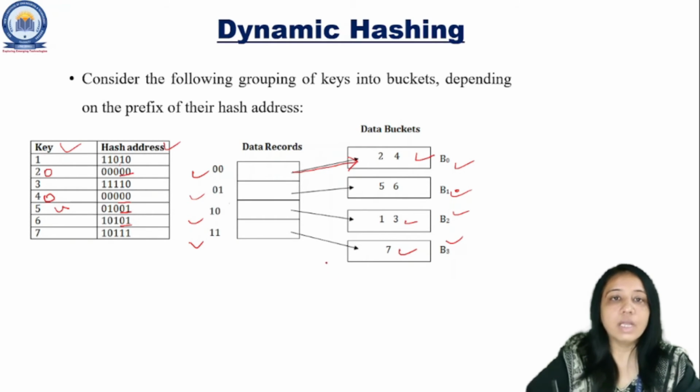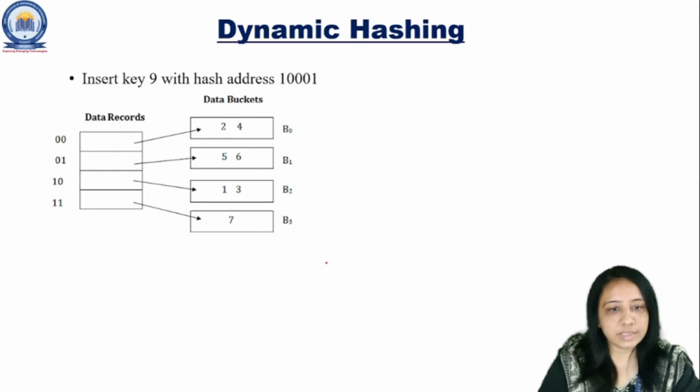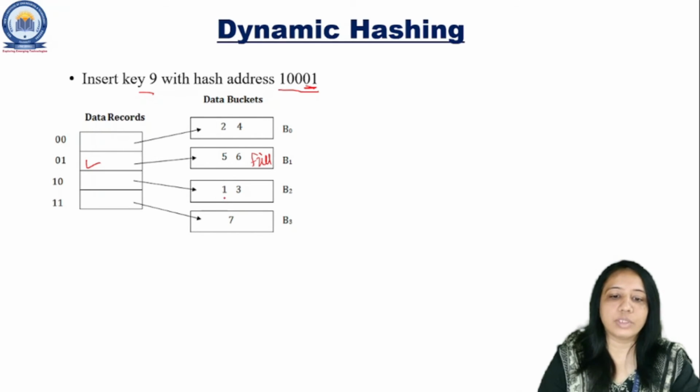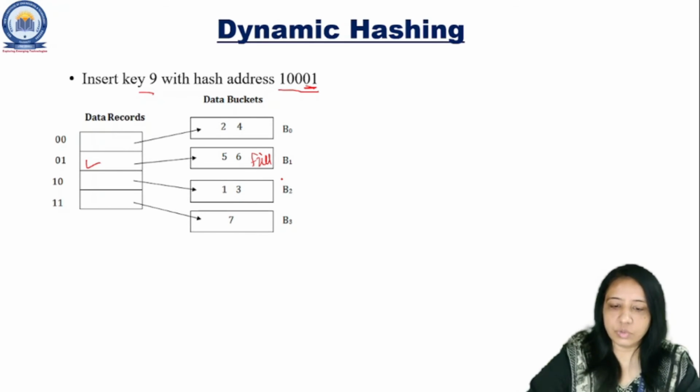Now what happens? Suppose there is another key that we want to insert, that is 9. It has the hash address 1001, and you can see that the last two digits are 01. So it should go to the bucket 01, meaning the entry should be 9 there. But what happened? It is full. How is it going to be stored, because the last two digits are 01? That means we need to create another bucket.